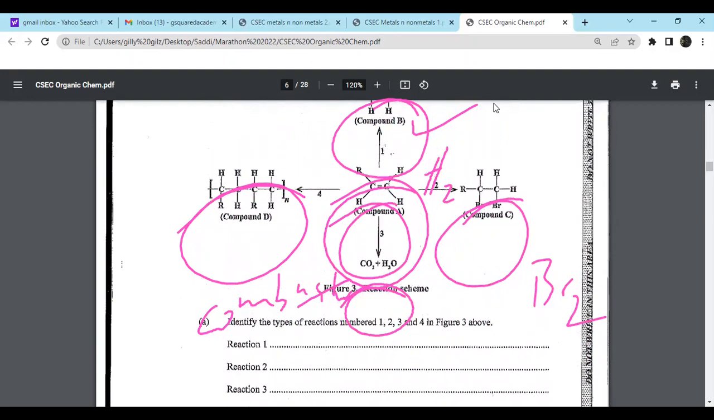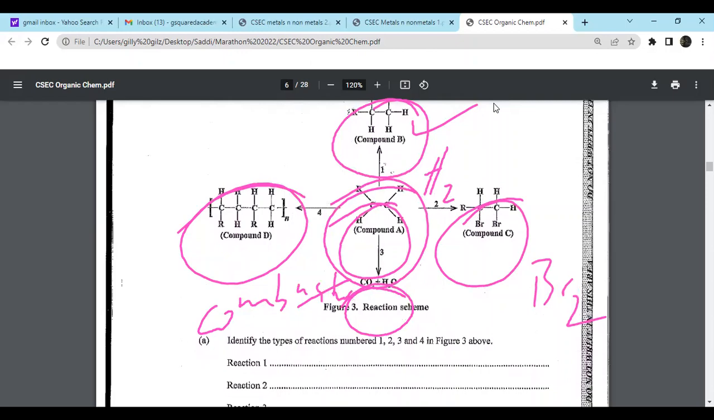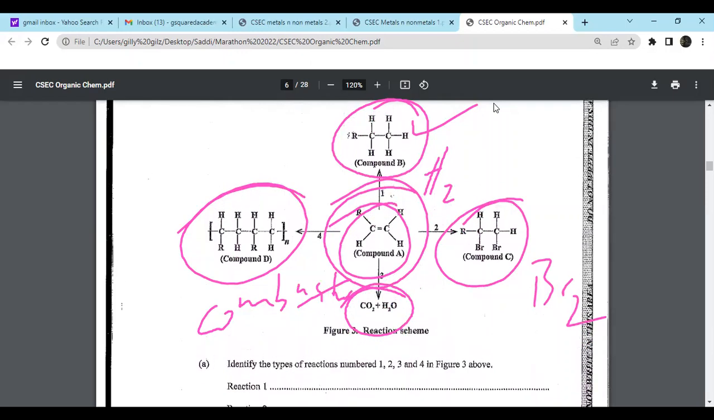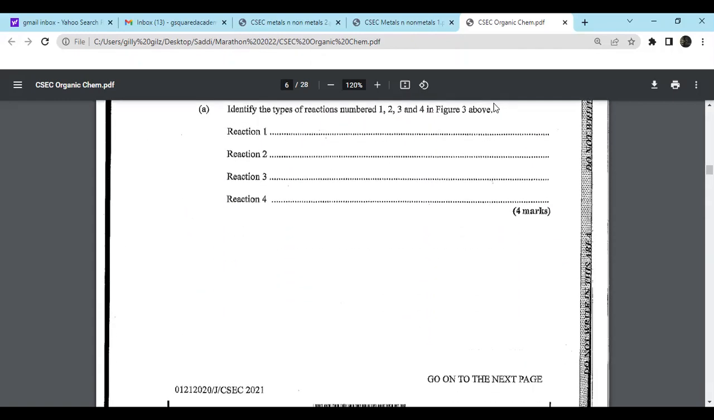Identify the types of reactions numbered 1 to 4 in figure 3. So we kind of just did that. Reaction 1 is a hydrogenation. Reaction 2 is a bromination, or you could say halogenation, since bromine is a halogen. Reaction 3 is combustion, and reaction 4 is polymerization. All right, so that's that bit, 4 marks.